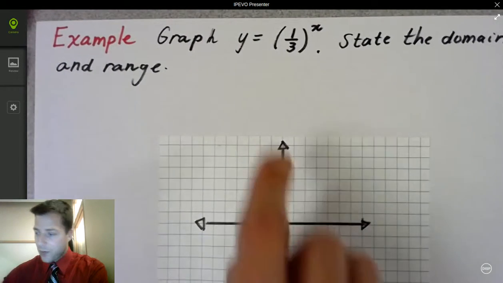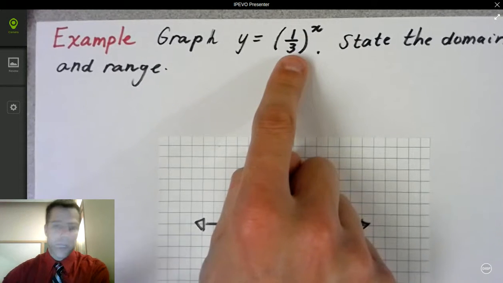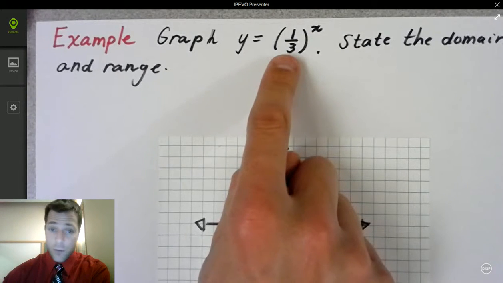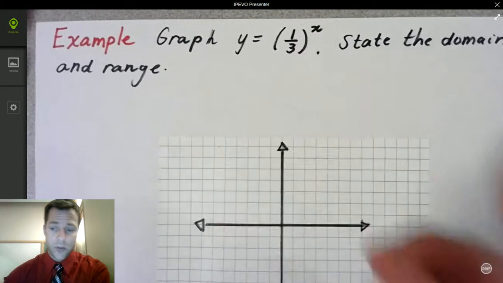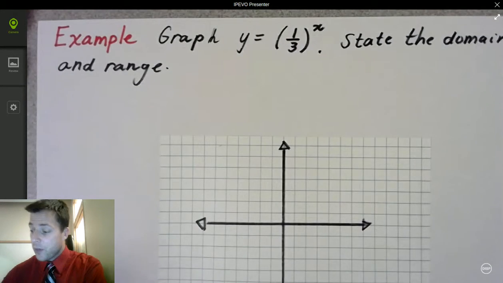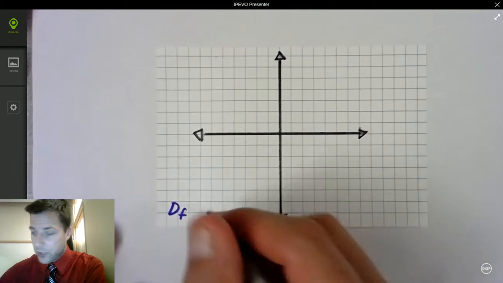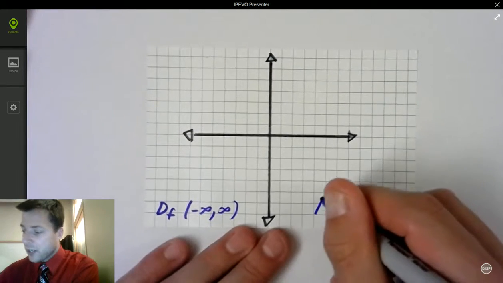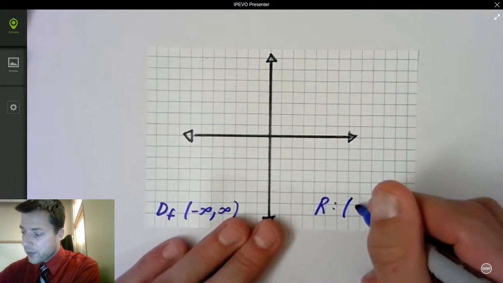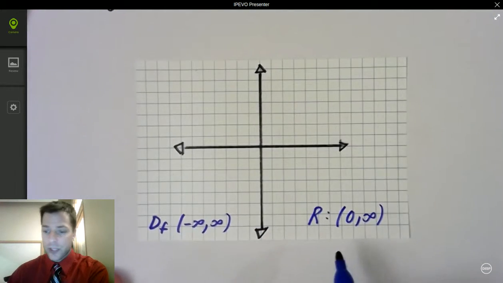So we're going to graph y equals 1/3 to the x. That's what I mean, it's between 0 and 1. So even if I put 4/3 here, that's still growth. This number b has to be between 0 and 1 for us to have decay. The domain of my function is all real numbers, okay? And the range here is from 0 to infinity, okay? And it's not including 0 because it's an asymptote.